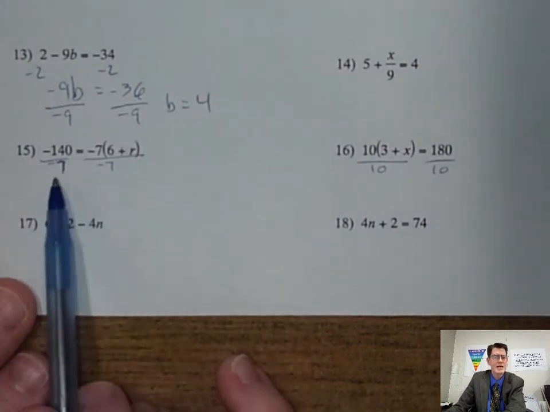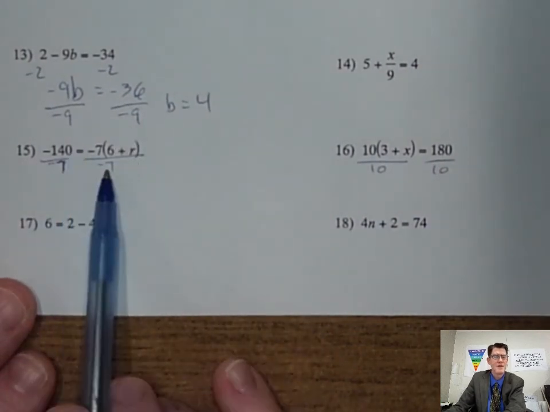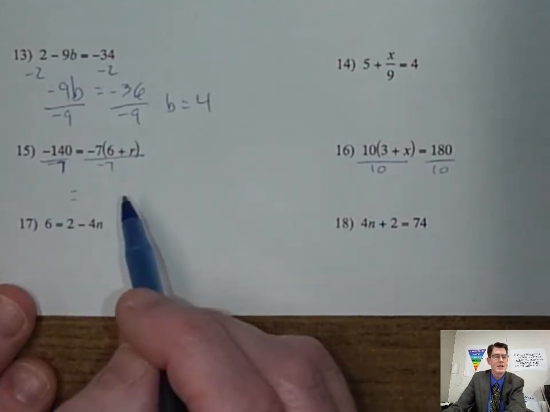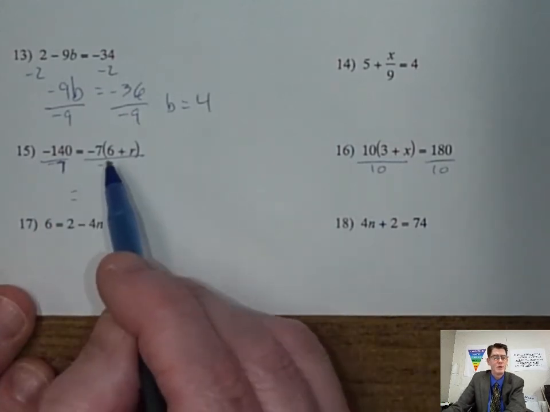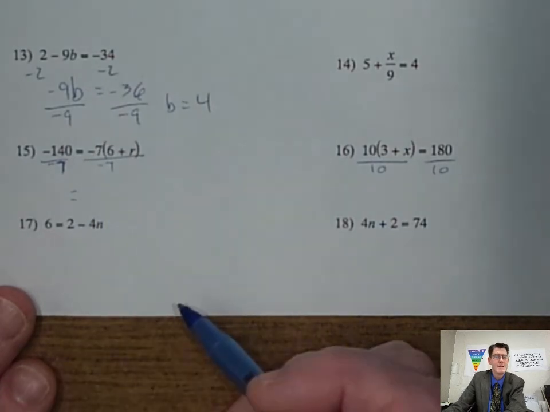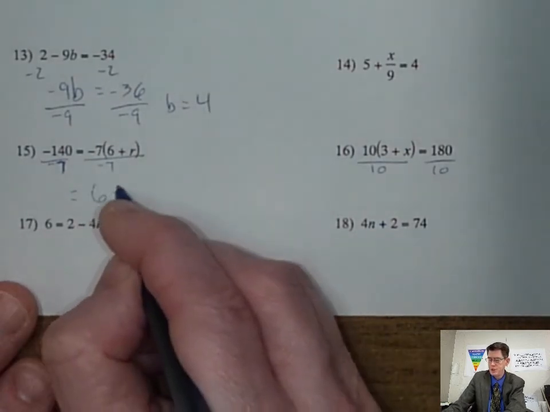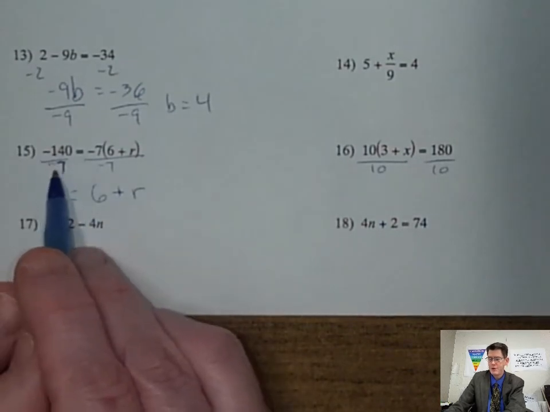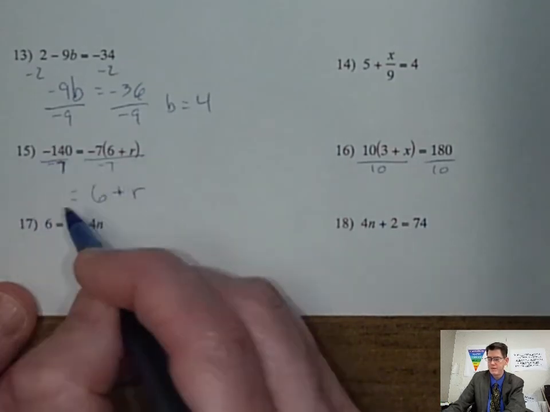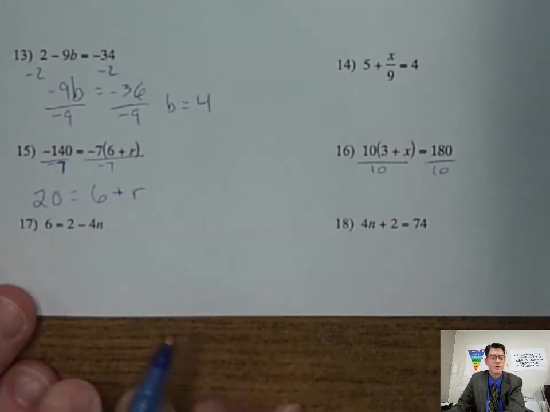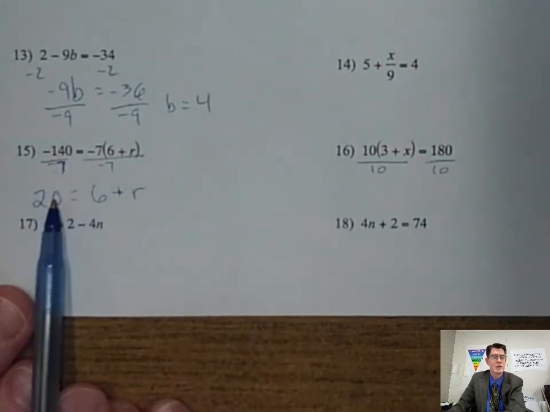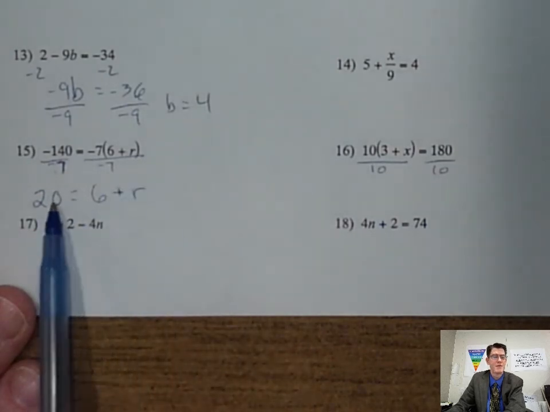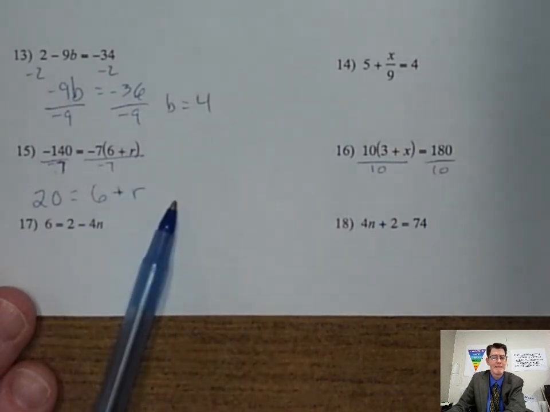What's this going to look like? After you've divided off this -7 and divided -7 off of there, you can hit pause if you like and work it through. These -7s go to 1. So 6 plus r must be exactly equal to, 2 negatives make a positive, 14 divided by 7 is 2, with a 0 there. Your calculator will get you +20. Then subtract the 6 off of both sides to get 14.